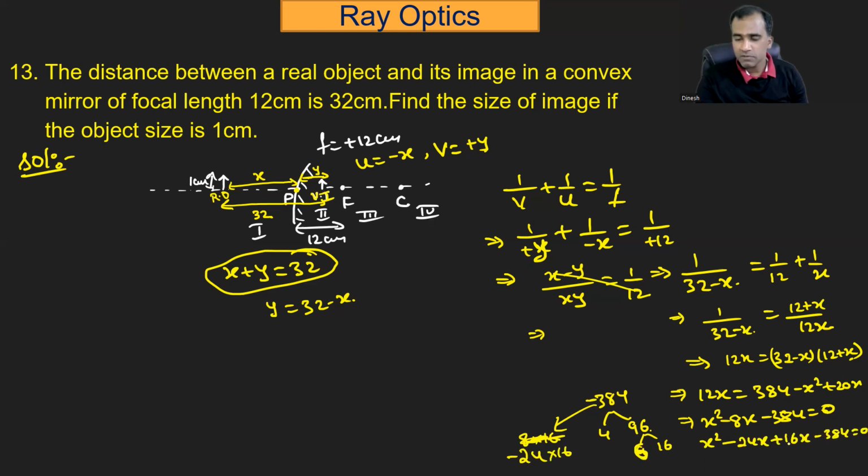If you have an easier way of getting the roots, you can do it. Minus b plus or minus root of b square minus 4ac, that also you can use. Whichever you are comfortable, you can use that. x into (x minus 24) plus 16 into (x minus 24) is equal to 0. So the solution is x equal to 24, minus 16.